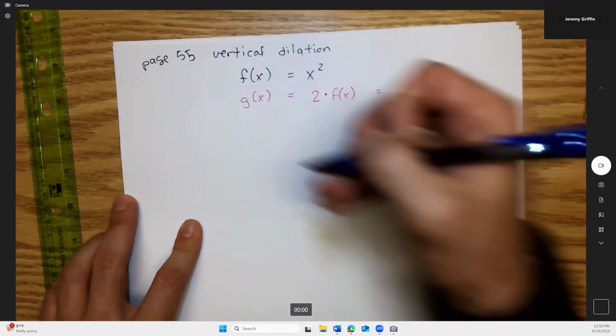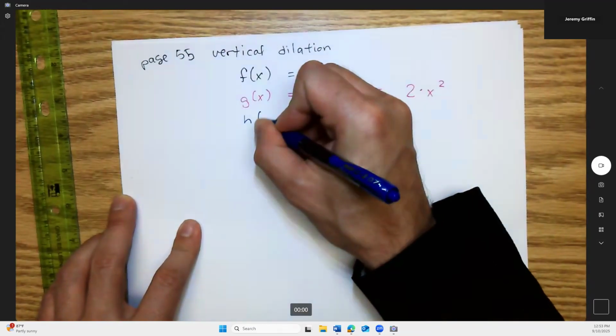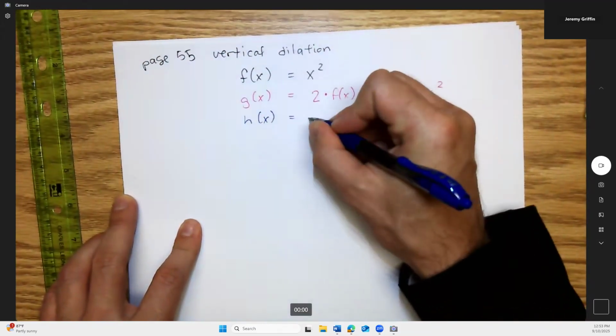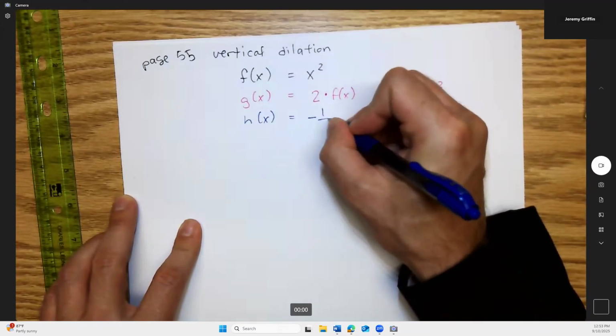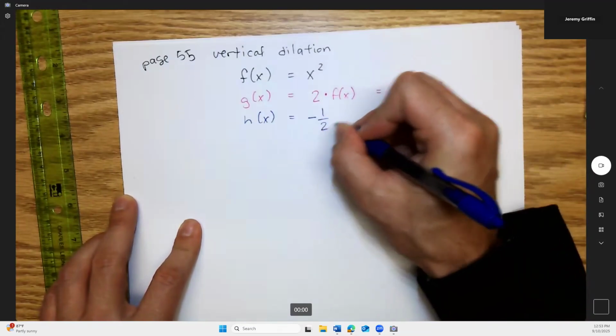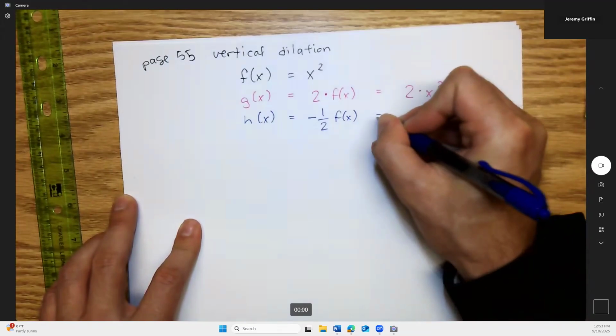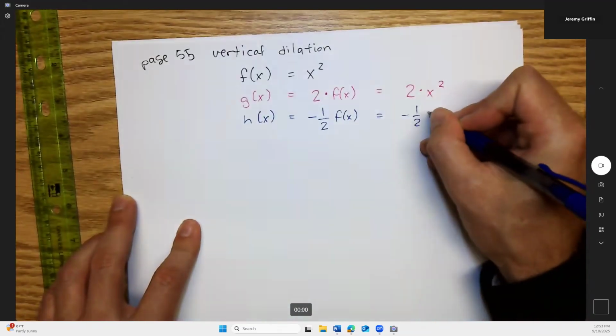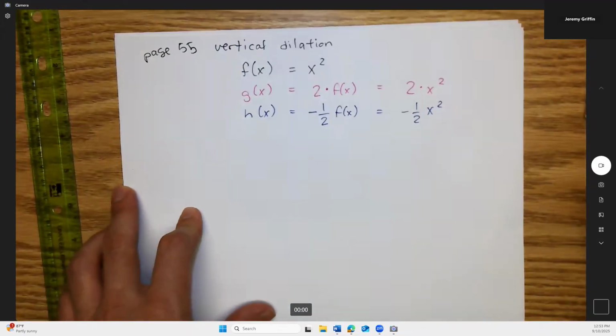I'll throw in another one just to show you guys something a little different. Let's do h of x. Let me make this negative. How about negative 1/2 of f of x, which in this case would be negative 1/2 of x squared. Okay. I wonder what that's going to look like.